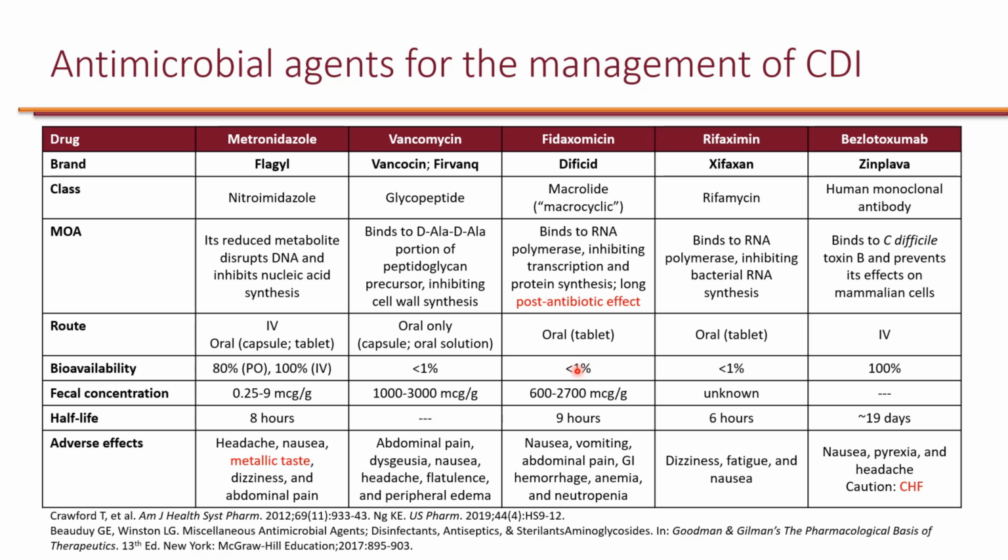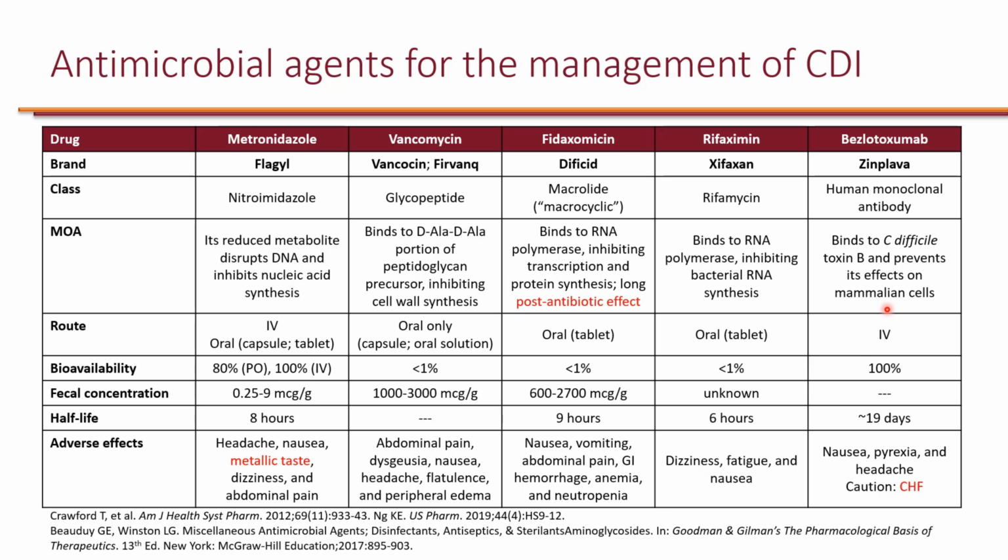This also does not get absorbed, so it stays at the site of infection. We also have rifaximin, which is also not absorbed. And more recently, we've had bezlotoxumab, which is a human monoclonal antibody, which basically binds to toxin B, and it prevents the toxin from having its effects on the cells. And this is specifically IV, and I'll explain more about this.